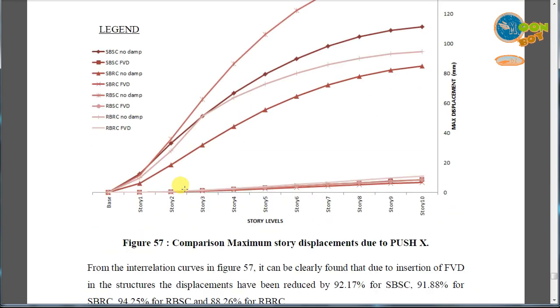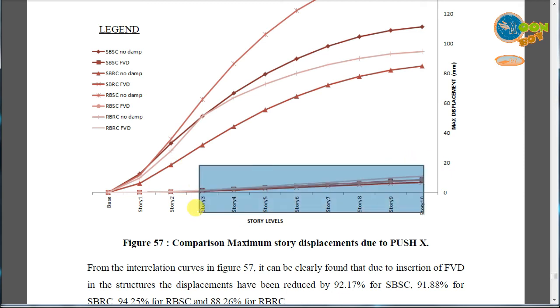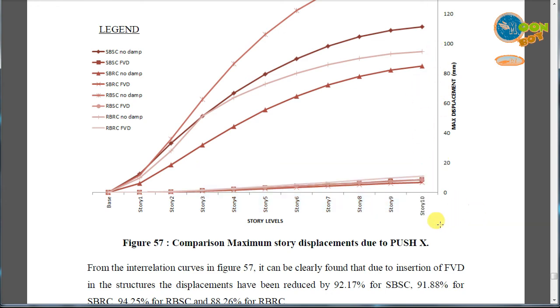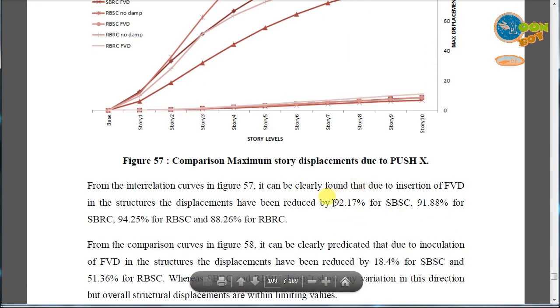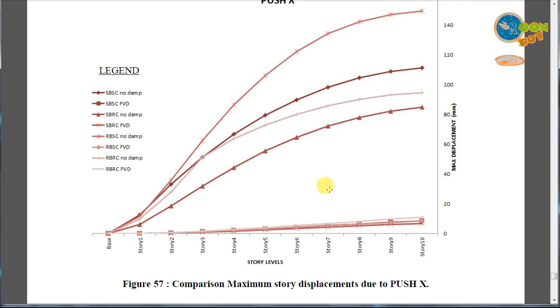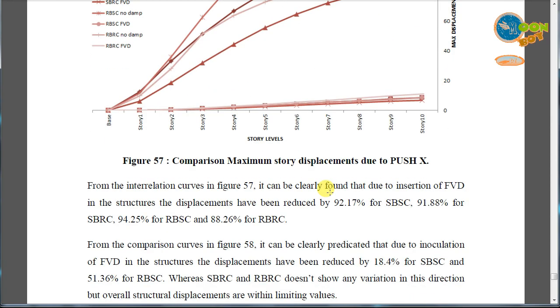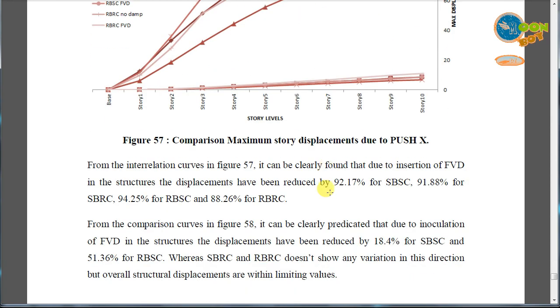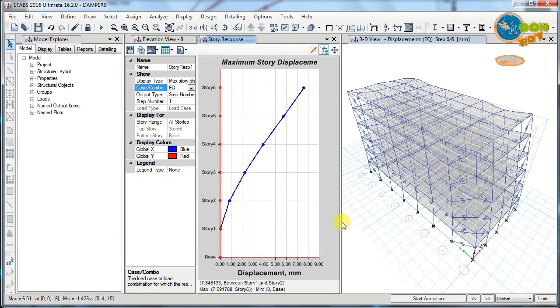Also the deflection you can see when the building is applied with the dampers, how much reduction there is. You can see 90% reduction is there, 90% has been reduced. So the displacement of the building is reduced by 90% when fluid viscous dampers are applied properly, as I have applied at the corners. So also the position matters, the number of fluid viscous dampers matters, and the capacity of the dampers also matters.